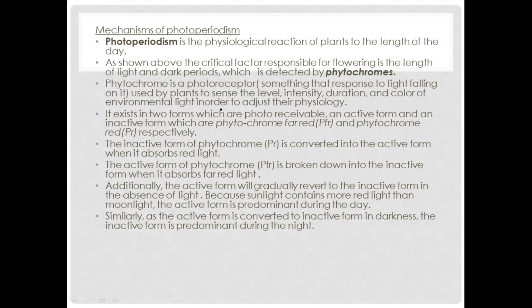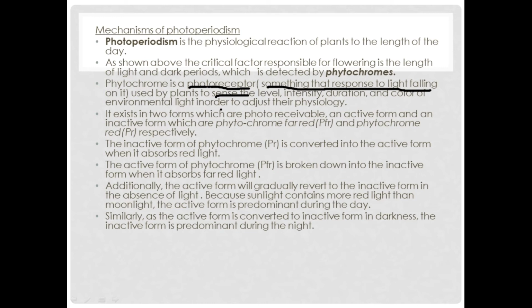And phytochrome is a photoreceptor. A photoreceptor is something that responds to the light that is falling on it. So phytochrome is a photoreceptor that responds to light. It is used by plants to sense the levels, the intensity, the duration, the color of the environmental light in order to adjust the physiological processes within the plant. And phytochrome exists in two forms.